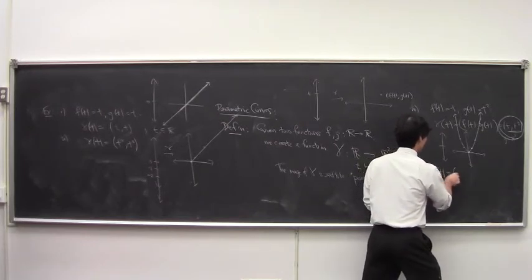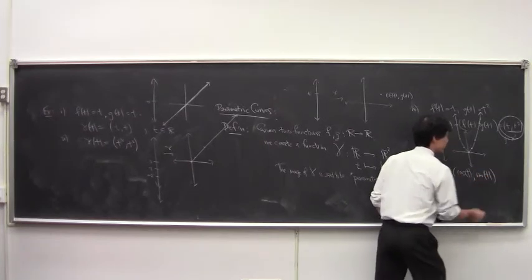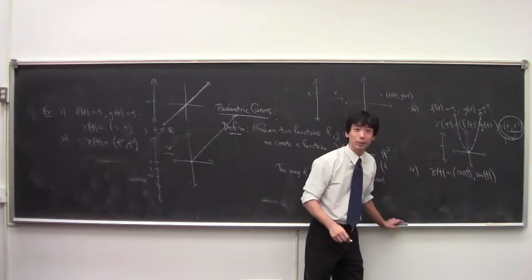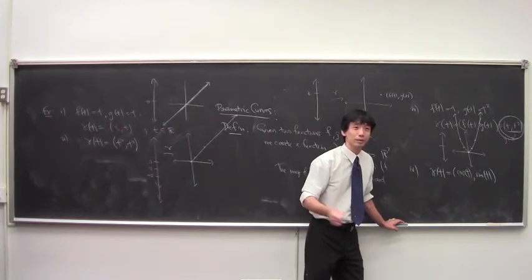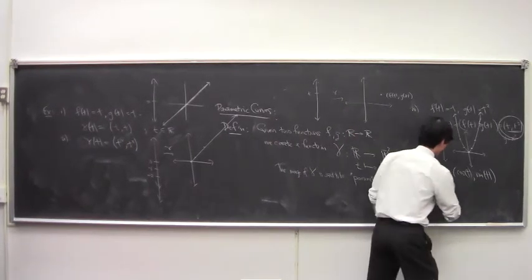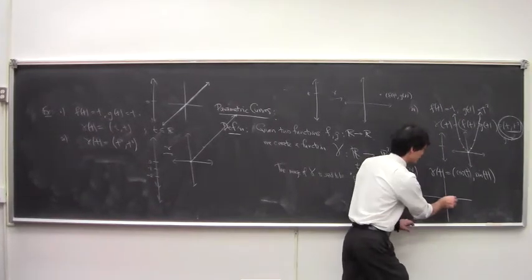Gamma of t is (cosine t, sine t). What's this? Does anyone know immediately? Cosine t, sine t, as t ranges over the reals. It's a circle, right? It's a unit circle.